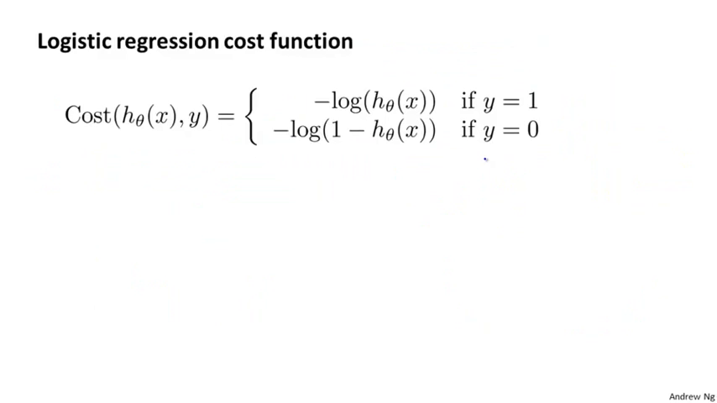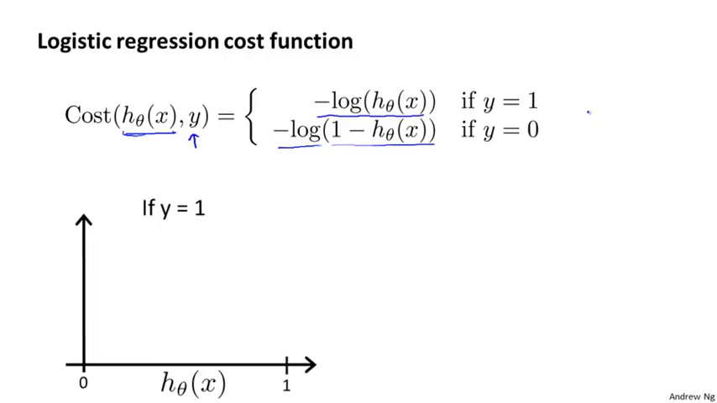We're going to say that the cost, or the penalty, that the algorithm pays if it outputs the value h of x, so if this is some number like 0.7, but it predicts the value h of x and the actual label turns out to be y, the cost is going to be minus log h of x if y is equal to 1, and minus log 1 minus h of x if y is equal to 0. This looks like a pretty complicated function, but let's plot this function to gain some intuition about what it's doing.